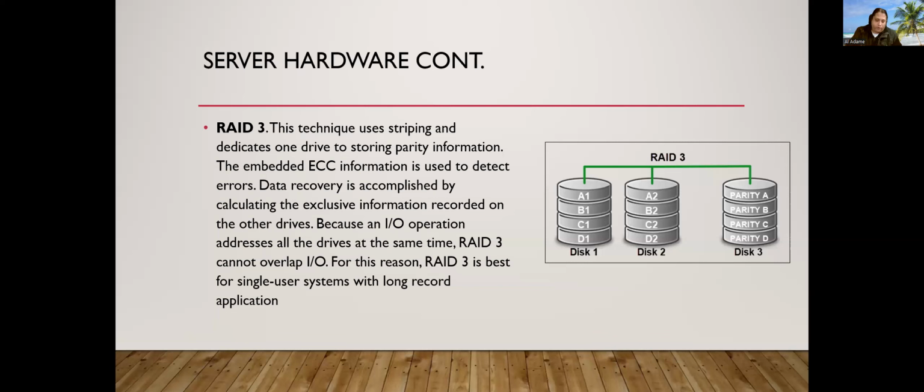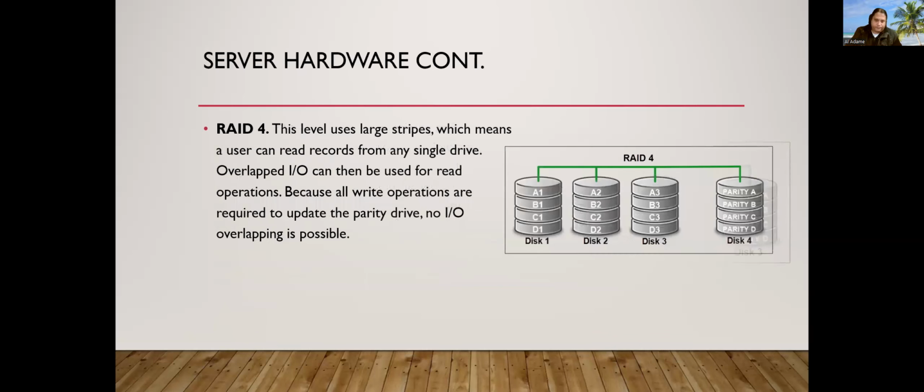So RAID 4 looks similar to RAID 3, it just adds another disk in. But this uses large strips, or stripes, I think it's strips, whatever. Which means the user can read records from any single drive. Overlapped input-output can then be used for read operations, because all write operations are required to update the parity drive, which is your backup drive. No input-output overlapping is possible for writes.